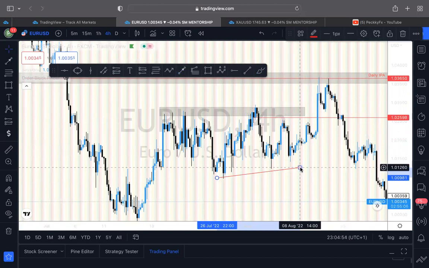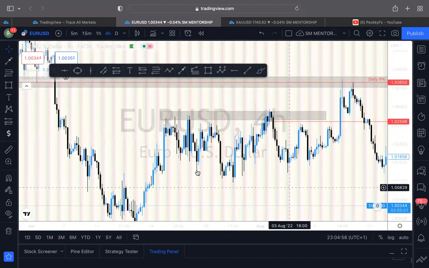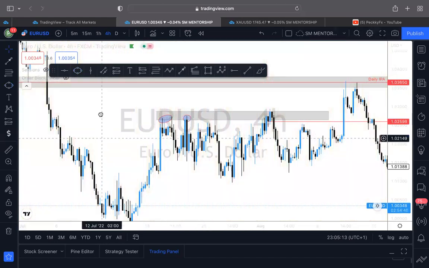Next, like I said, you can see how the market created these virtual levels right here. This circle. See how the market created resistance, resistance, resistance, leaving this liquidity point right here.